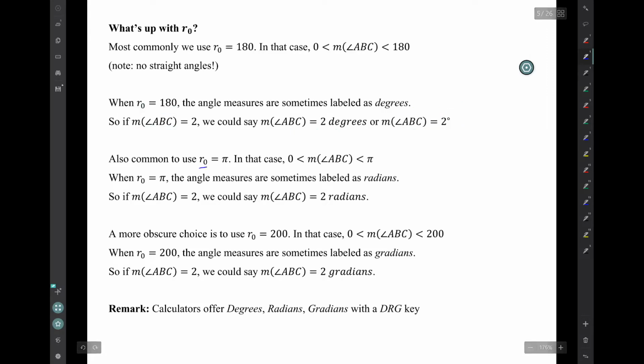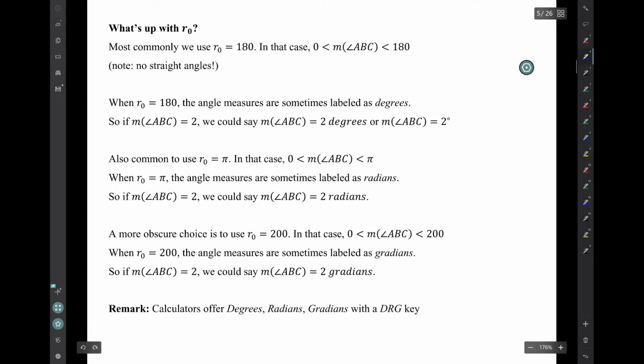It's also common to use r subscript 0 equals pi. In that case, the measure of an angle is always a number greater than 0 and less than pi. When r subscript 0 is pi, the angle measures are sometimes labeled as radians. So if the angle measure was the number 2, we would say that the measure was 2 radians.